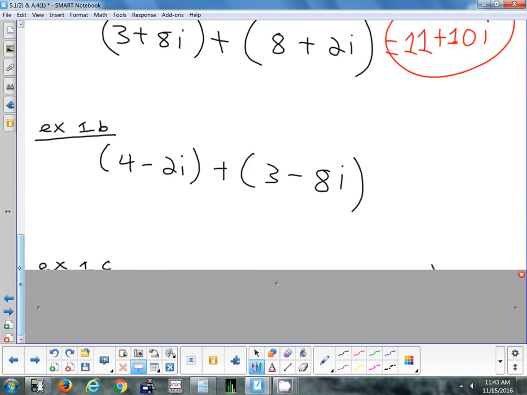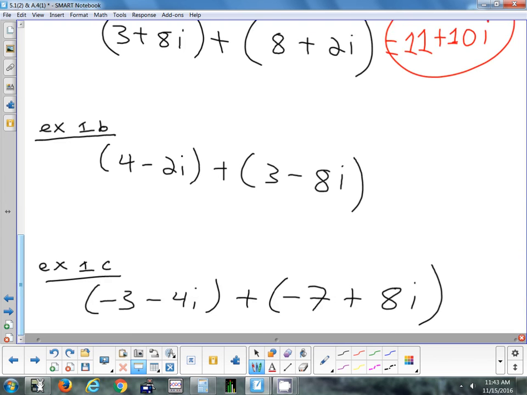Try 1b and 1c on your own. Take maybe 30 seconds. Do those, and then we'll take a look at them.